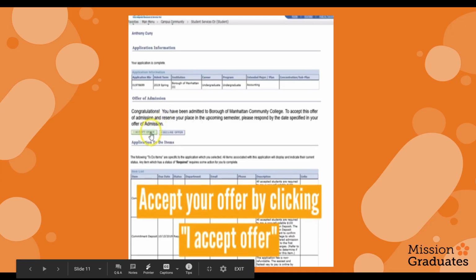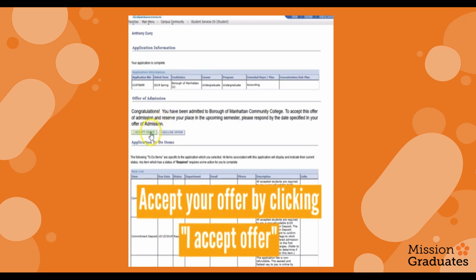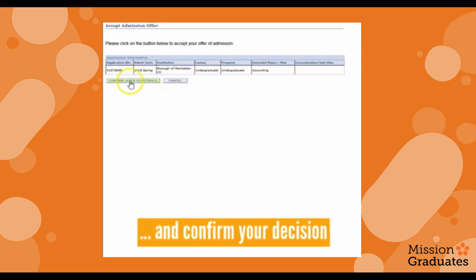And then it will direct you to this page, which says, congratulations, you've been admitted to our school, and it tells you to click here to accept your offer. So you click there where there's that yellow circle, I accept offer, and then it should take you to this page to confirm your decision, and then you do a final submission.